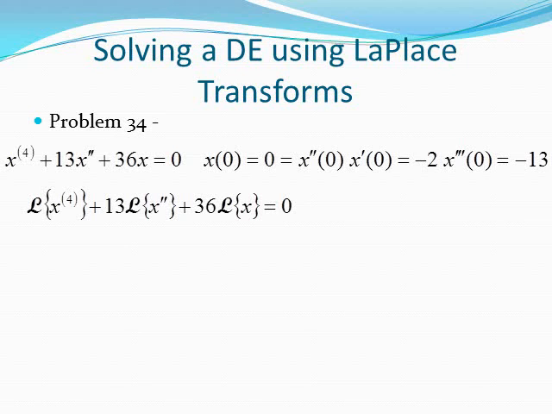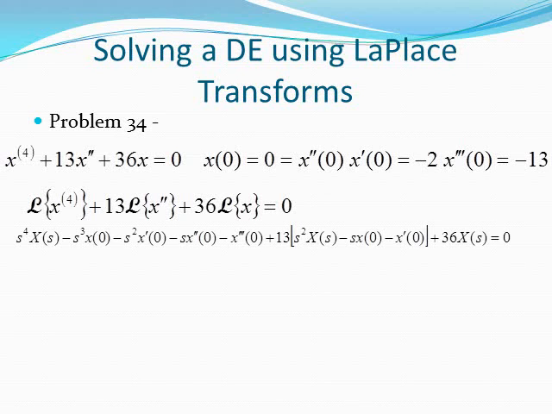And then you have to do the Laplace transform of each term. So the Laplace transform of the fourth order derivative is right here, plus 13 times the Laplace transform of the second order derivative, plus 36 times the Laplace transform of x, which is just capital X of s in this case. So now what do we do?